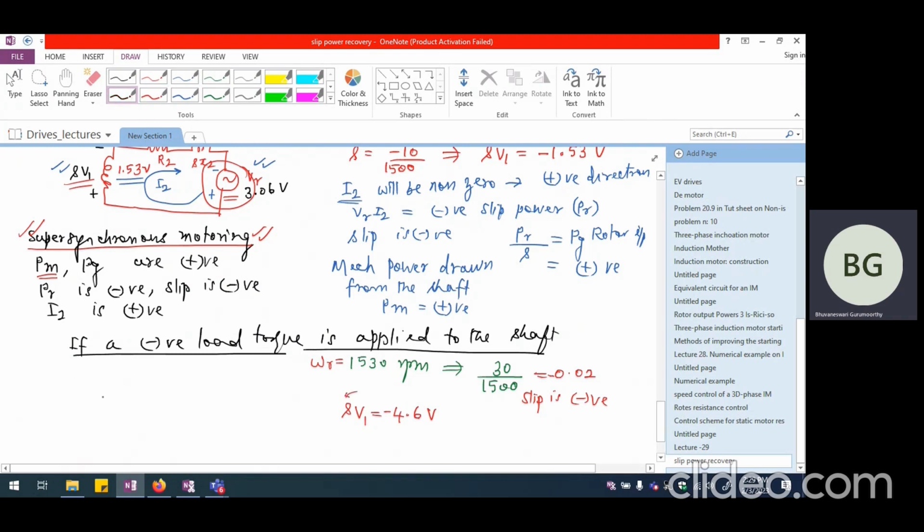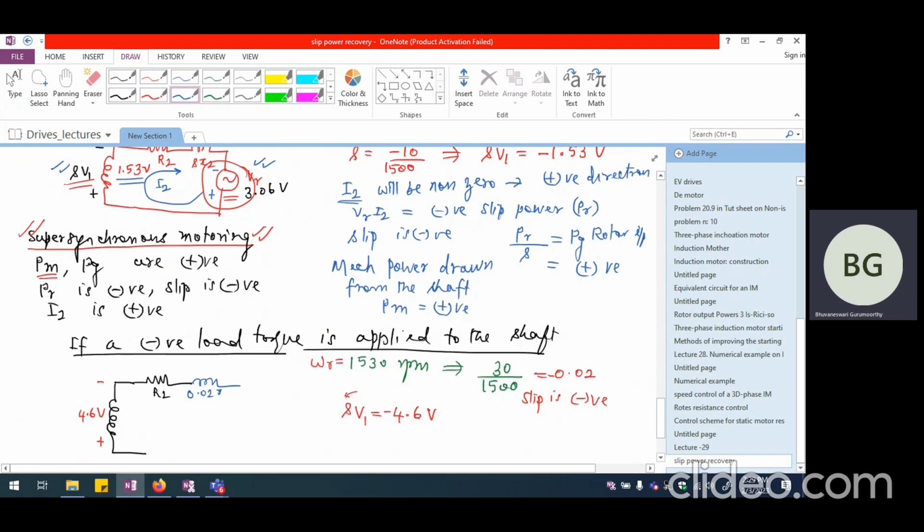So if I try to draw this entire equivalent circuit, I'm going to have here plus and here minus, and I'm going to have 4.6 volts coming up across this particular rotor winding. Now this is R2 and this is going to be S times X2. Please remember this S has to be just the magnitude of S because the negative reactance really does not make any sense. So this is going to be 0.02 times X2. That is what it is going to be.